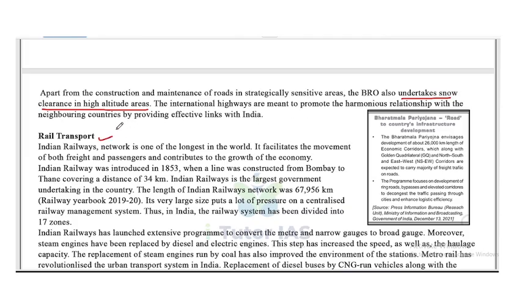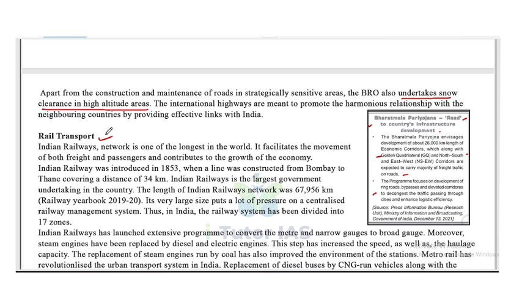Now, the second one is rail transport. Here also there is a scheme called Bharatmala Pariyojana, a road to the country's infrastructure development. The Bharatmala Pariyojana envisages development of about 26,000 km length of economic corridors, which along with the Golden Quadrilateral and North, South and East-West corridors are expected to carry the majority of freight traffic on roads. The program focuses on development of ring roads, bypasses and elevated corridors to decongest the traffic passing through cities and enhance logistic efficiency. Okay, so that is the Bharatmala Pariyojana.